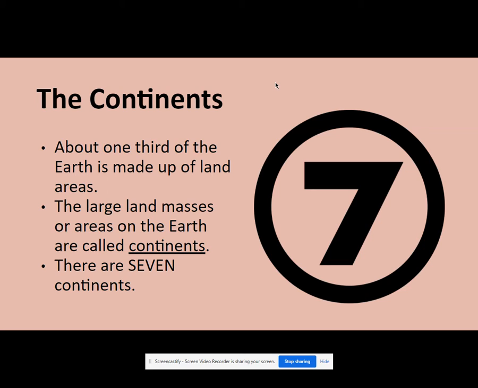So about 1/3 of the Earth is made up of land areas, and these large land areas or land masses are known as continents. And here on the Earth, there are 7 continents.